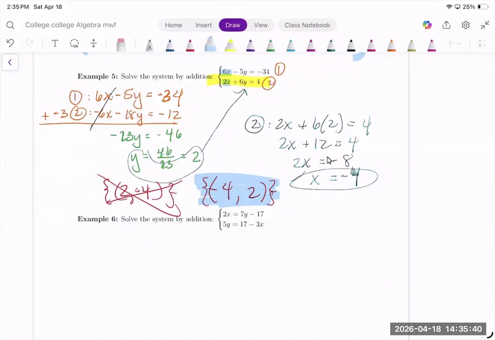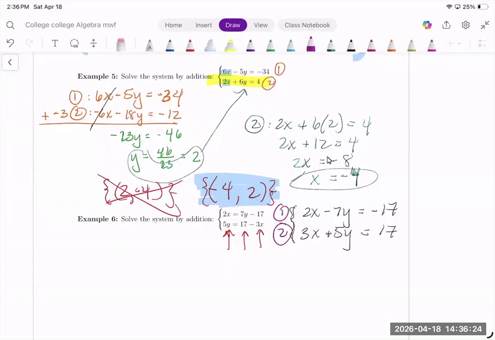Okie dokie. So first off, when I look at number 6, I notice that we are all in wonky order. We do not have our streamlined x, y, number column. So the first thing we want to do is rearrange it so that I have 2x, we're going to subtract the 7y to the left, equals -17. Then for equation 2, I'm going to add 3x to the left. 5y stays there, so plus 5y equals +17. Then, for sake of clarity, equation 1 and 2.